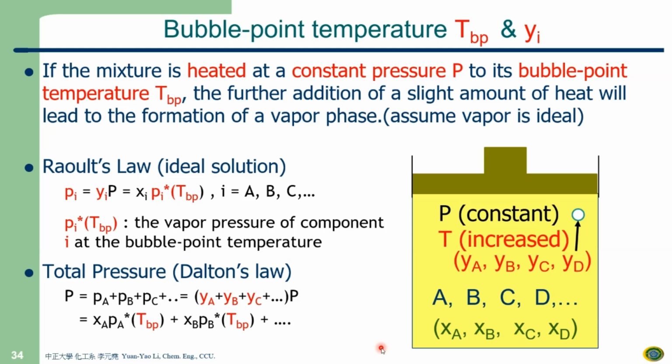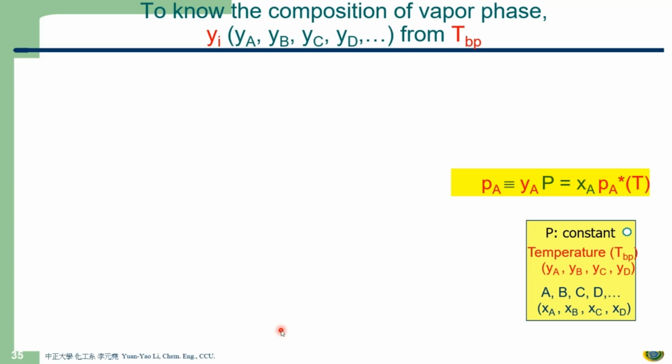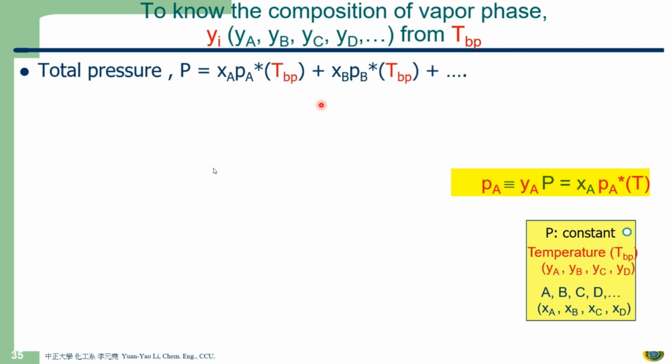Okay? So when you do the calculation, the important thing for you to know is that for the bubble point temperature, you have to add up all the partial pressures first to become the total pressure, and you use Raoult's law as the equation. So to know the composition of the vapor phase, Yi, from the TBP. Now you know that the total pressure is the partial pressure of A, partial pressure of B, partial pressure of C, and D. And then following Raoult's law, you can have the equation like this.